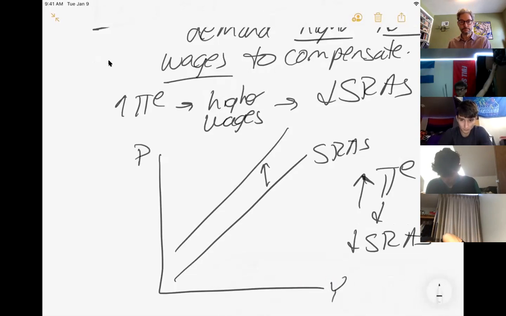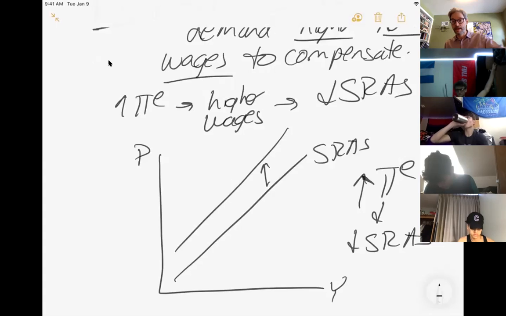Remember this one, because this is going to be an important part of the story that we tell tomorrow about how economies evolve over time. Because we're going to tell a story in which actual inflation differs from expected inflation in the short run, but in the long run, people adjust their expected inflation, and that causes wages and the short run aggregate supply curve to adjust.